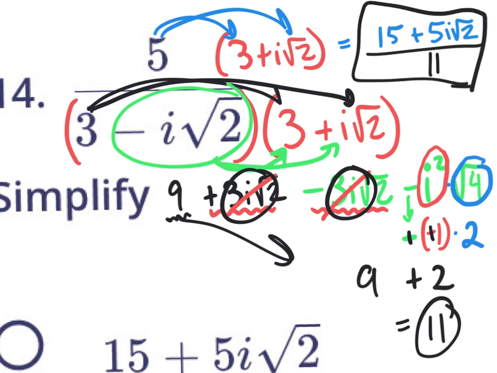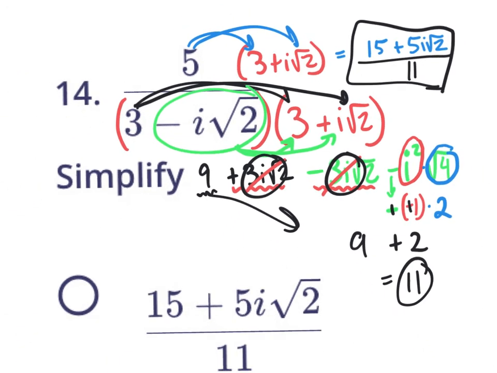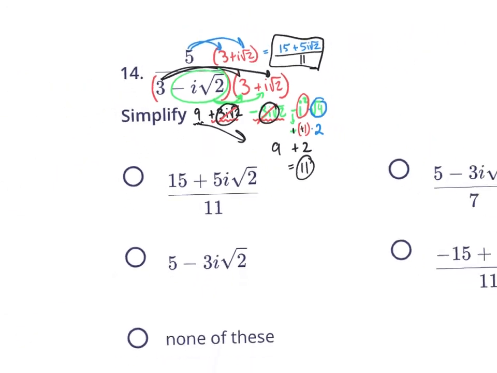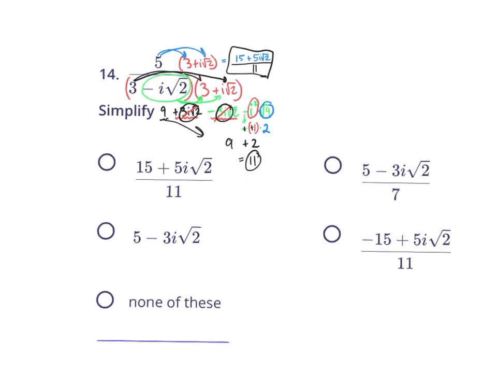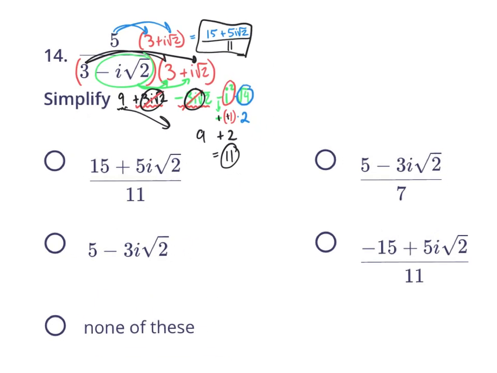Let's check and see if they wrote the answer like that, or if they actually split it with the 11 on each of the terms. It looks like they wrote it with the answer all over 11, which looks like would be this correct answer right here. This guy right there.